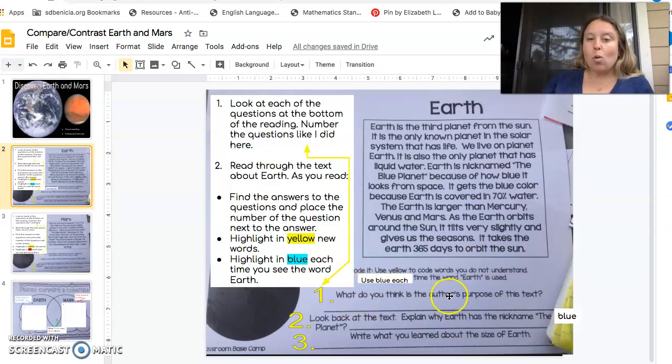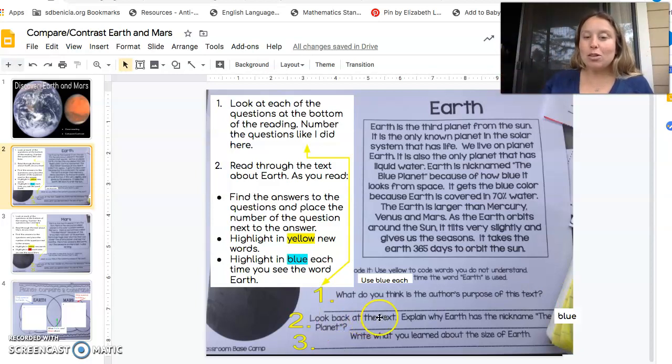Question 1, what do you think is the author's purpose of this text? In other words, why did he or she write this information? What do they want to tell you? Here is a good way to start that sentence: the author wants to tell the reader.